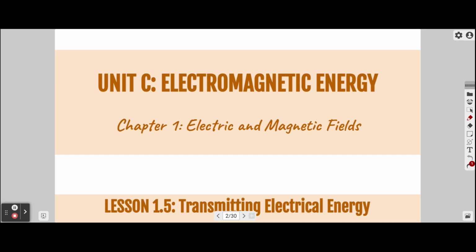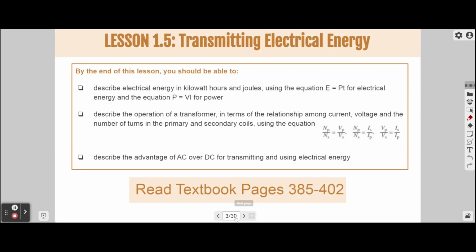Hi, welcome back. We're still in Unit C, which is our physics unit on electromagnetic energy. And in Chapter 1, this is the final lesson of Chapter 1, and this is all about transmitting electrical energy.